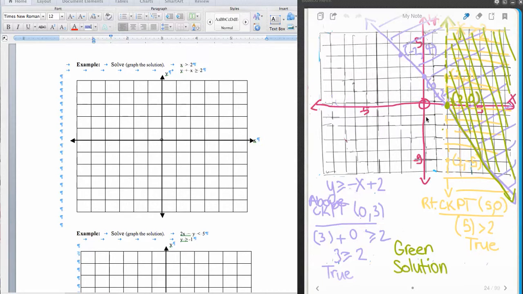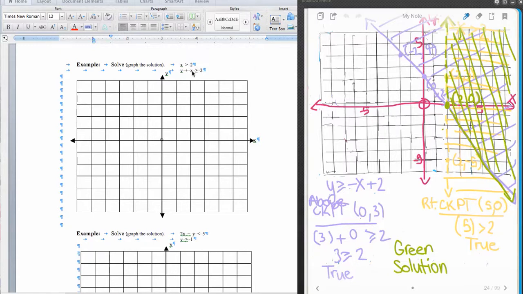And I've done this one in purple, and so I've graphed the line here. It comes down this way, and then I've done the checkpoint above because you notice the greater than or equal to indicates that we would be above the line, and the checkpoint above indicates that that is indeed correct.